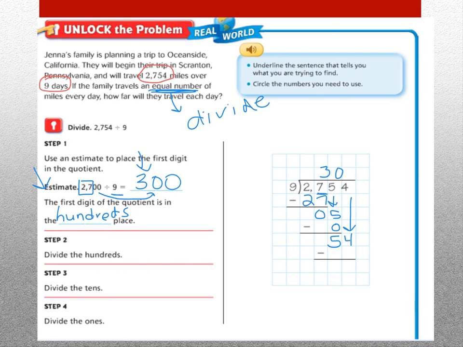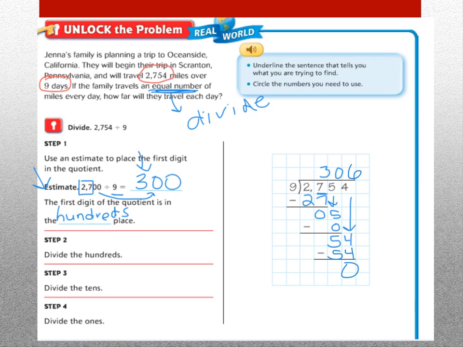Now I'm dividing the ones. 9 goes into 54. 54 divided by 9 is 6. 6 times 9 is 54. Subtract, and we get 0. So they should be traveling 306 miles each day.